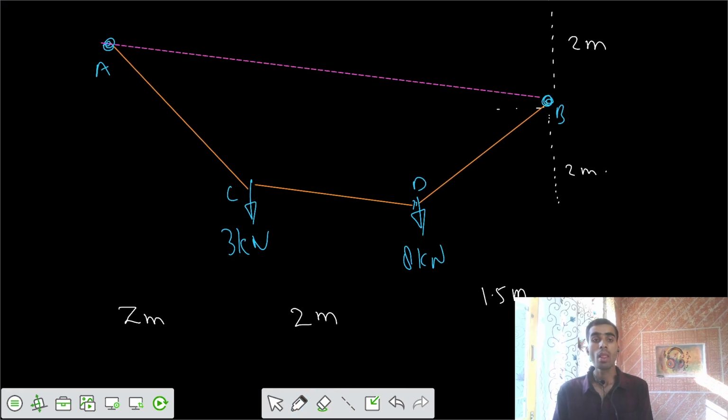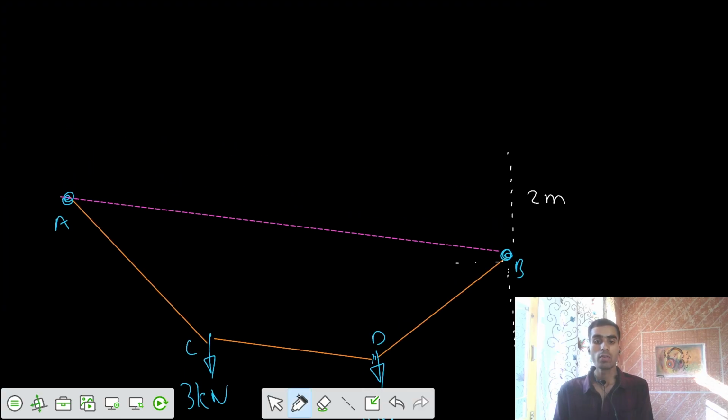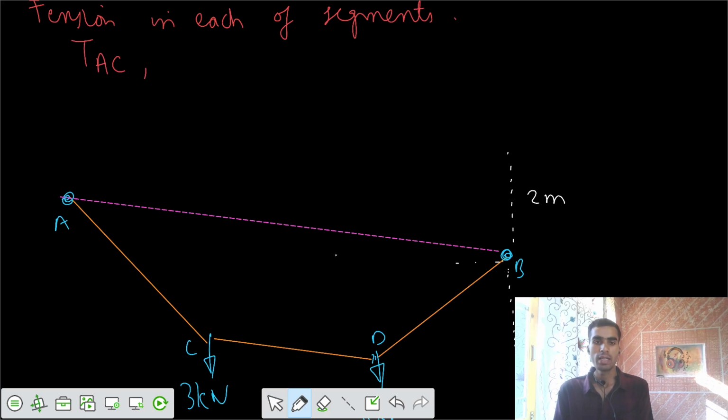Okay. Now we need to get tension in each of the segments. That means you need to get tension in the segment AC, tension in the segment CD, and tension in the segment DB. In these three segments, we need to get the tensile force that we have.